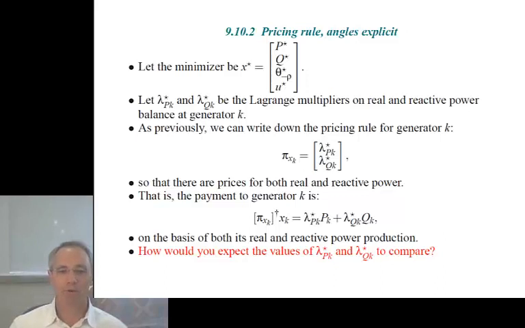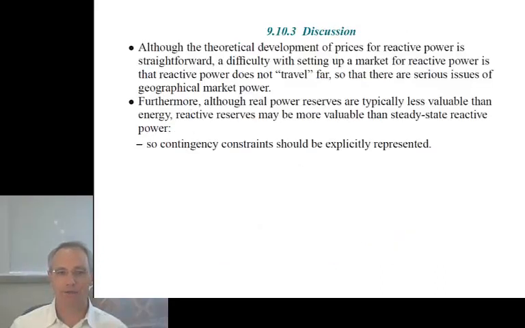So they're prices for both real and reactive power, and the payment to generator K would be this price vector transpose times the production. In other words, the price for real power times the real power production plus the price for reactive power times the reactive power production. So the generator would be paid on the basis of both its real and reactive power production. You might think about which is likely to be the larger price.